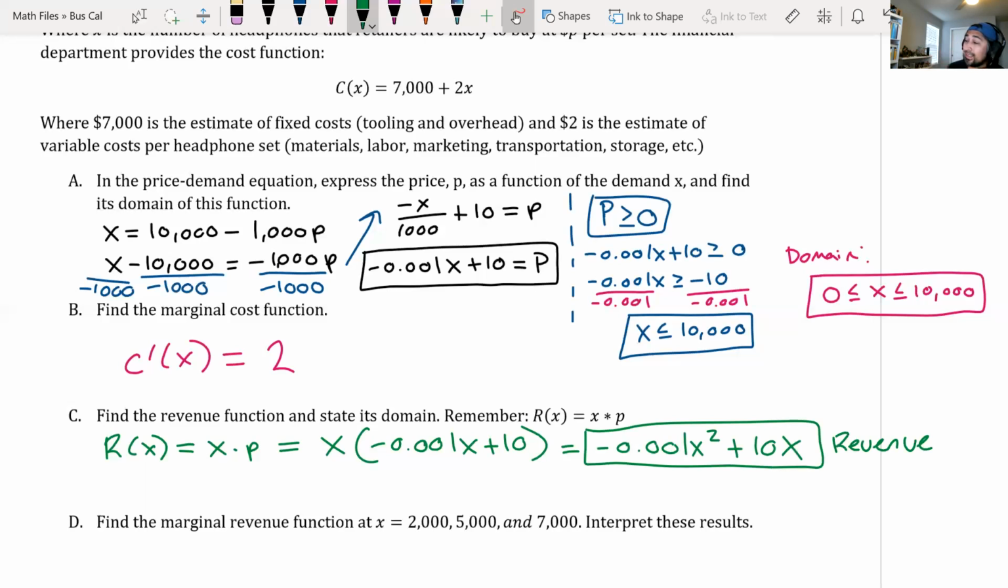And then it said state this function's domain. Well, our revenue, our cost, and our profit function are all going to have to abide by the same domain of 0 to 10,000. So here, our domain is still 0 less than or equal to x less than or equal to 10,000.